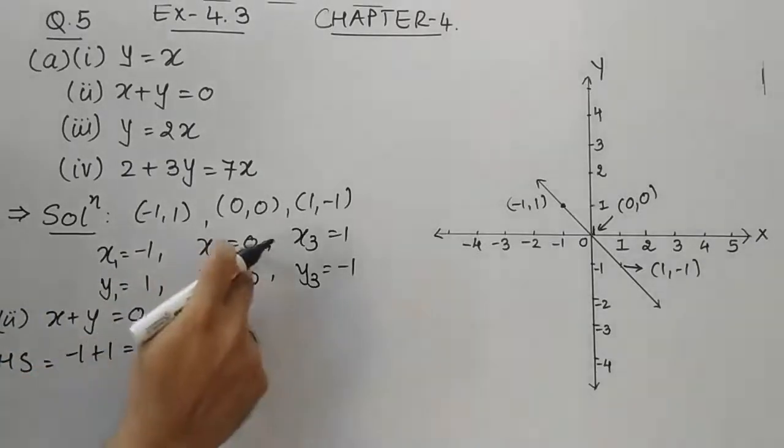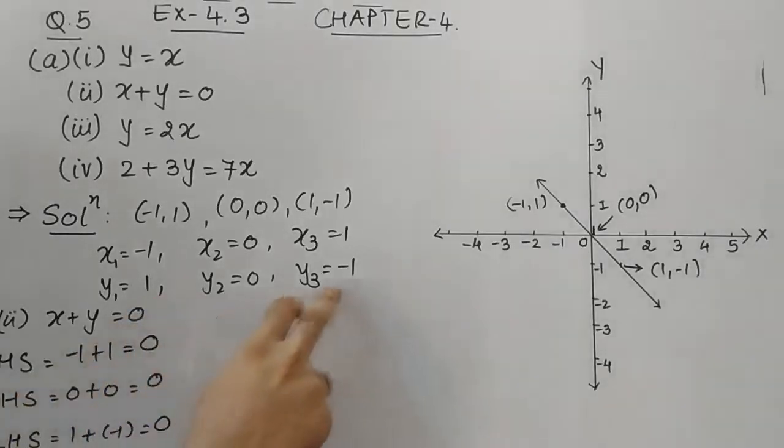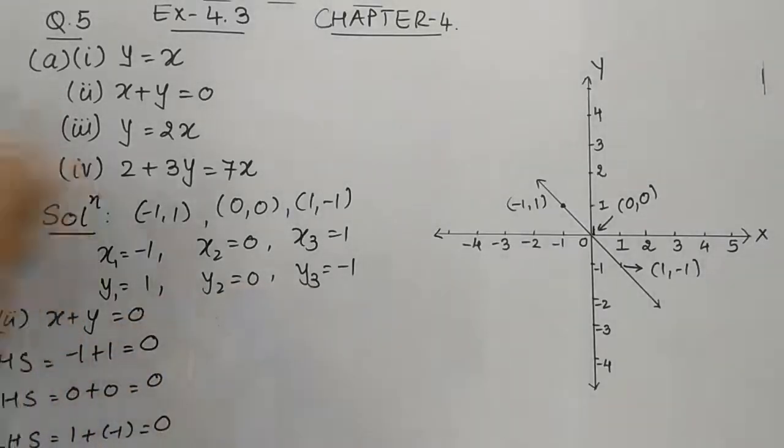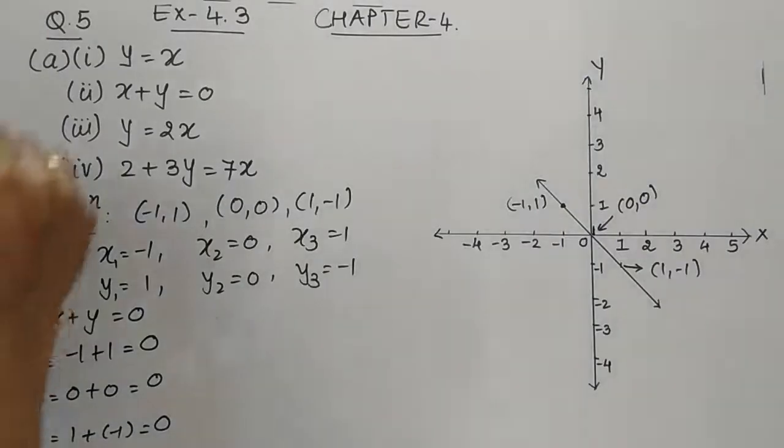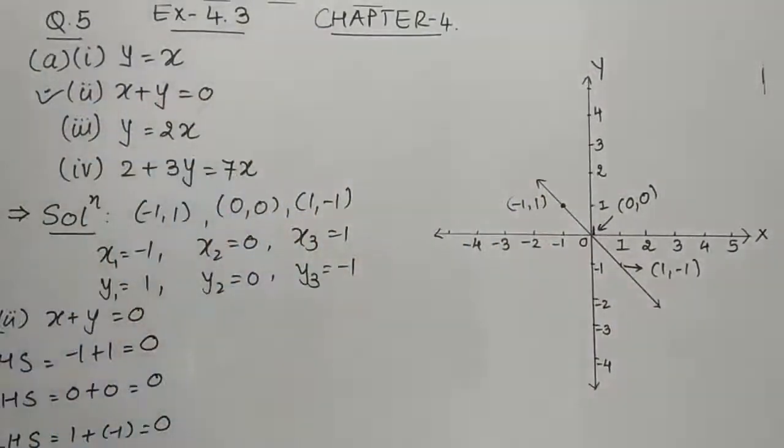Okay, we put the second values. So it is 0 plus 0, we will obtain 0. Now we put the third values. It's 1 plus -1, again we will obtain 0. That means all the three values satisfy this equation. So we can say that the given graph is of this equation, x plus y equals 0.